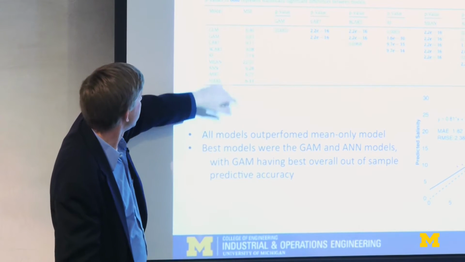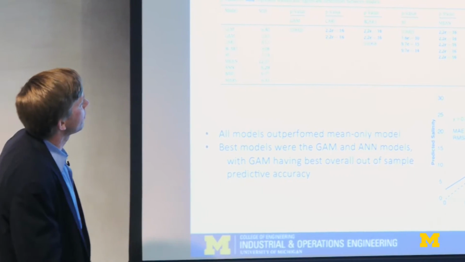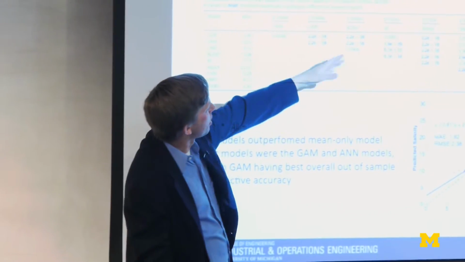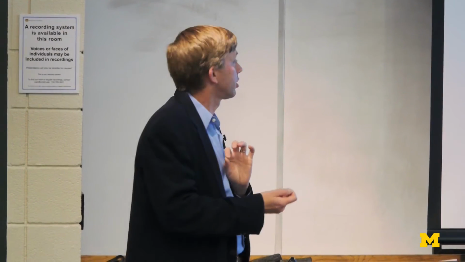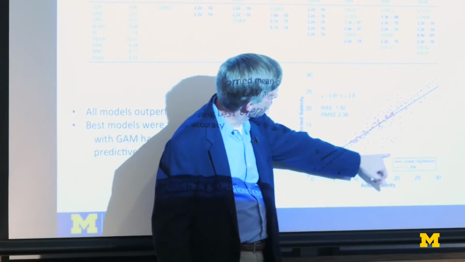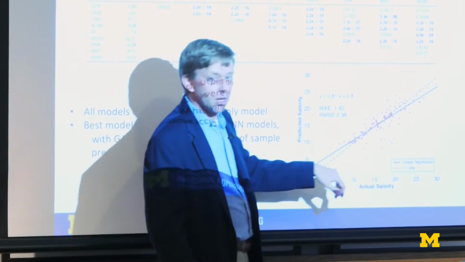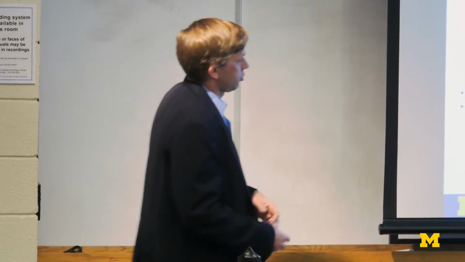Okay, so they all do better. Good. The best model here was the GAM model with an MSE of 5.67. We do the formal hypothesis test to compare it. It does better than almost all the other models in a statistically significant sense. And we can look at actual salinity versus predicted salinity from that model. And it looks reasonably well, though we have some points down there. So it gives us some confidence that it works okay.